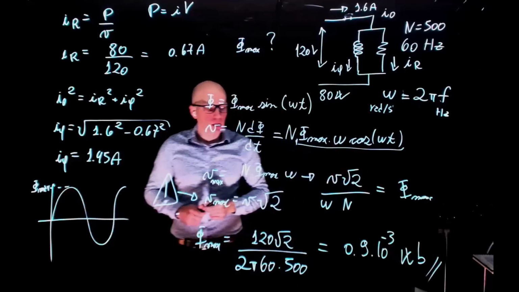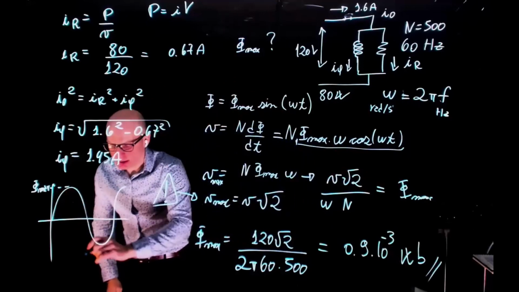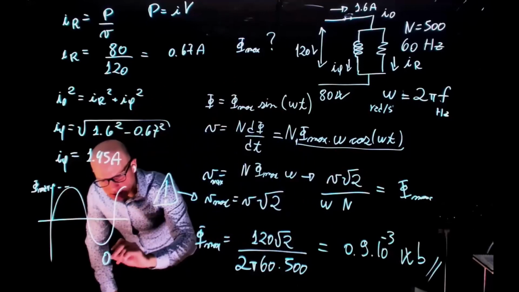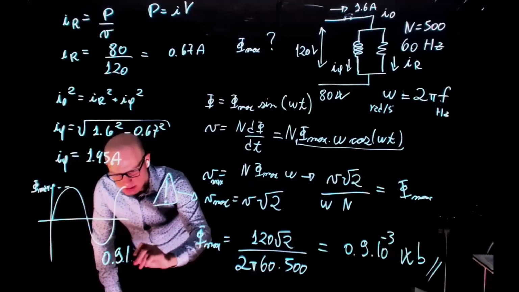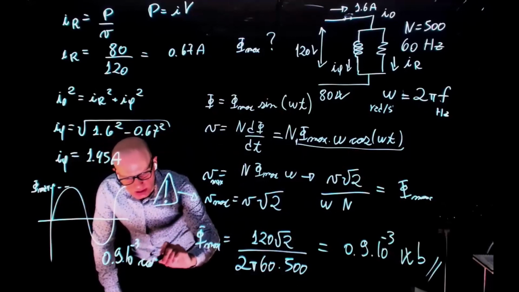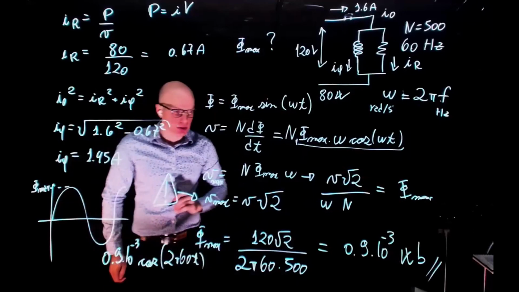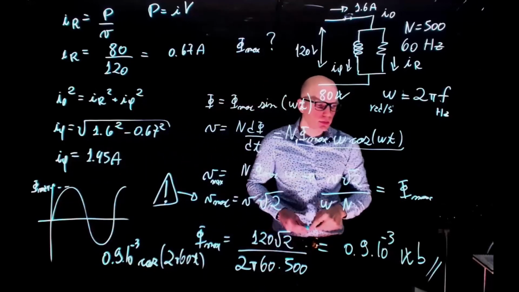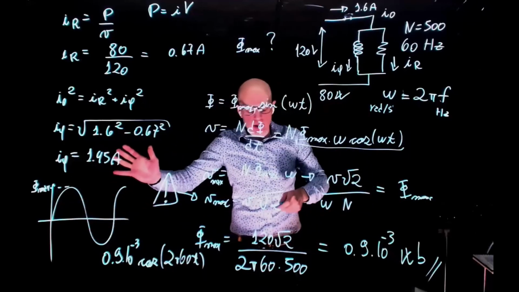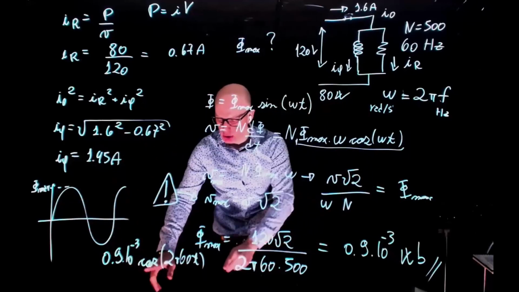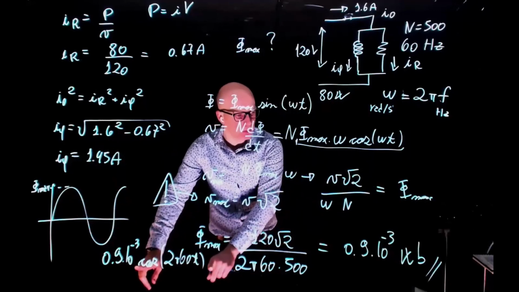But well, we could write that this curve is 0.9 times 10 to the power of -3 cosine of 2 pi 60t. This works. This is this curve. What is the peak? The peak is the maximum value of this function, which occurs when this is 1.